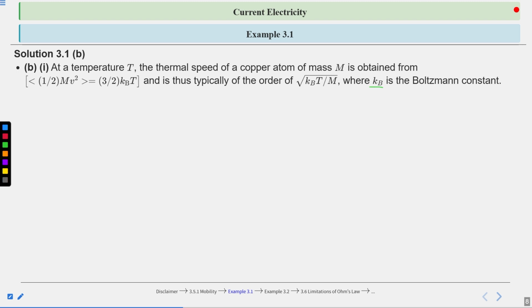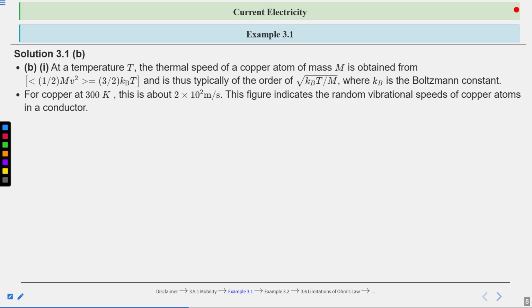So what is the value of the Boltzmann constant? 1.38 into 10 raised to power minus 23 meter square kg per second square Kelvin. After putting this value, we have to find the thermal speed for copper at 300 Kelvin. We have to compare the drift velocity with the thermal speed of a copper atom at ordinary temperature. Ordinary means room temperature, which is 25 to 27 degrees Celsius. We are taking 27 degrees Celsius, which is 300 Kelvin.